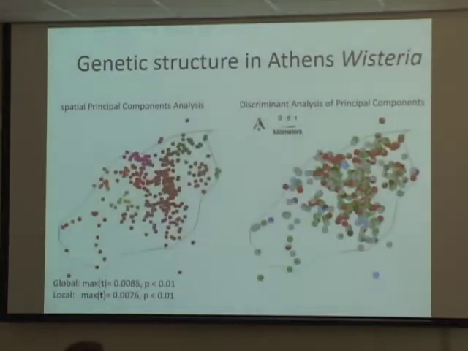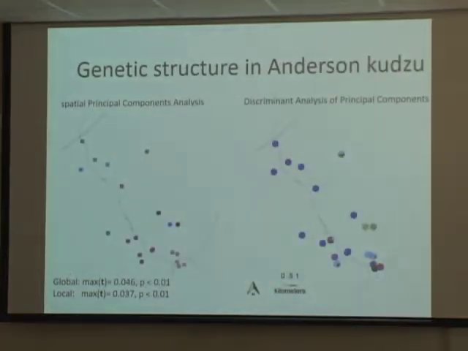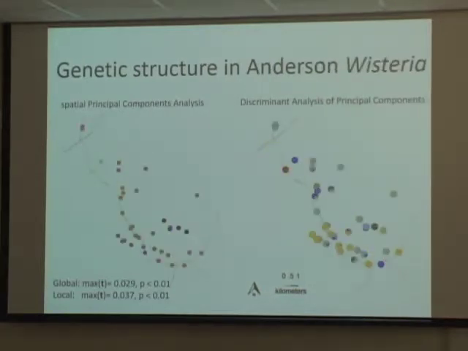Okay, so let's move on to Athens, Wisteria. In Athens, Wisteria, I'm finding the same thing. There's no spatial structure. Here, all of the colors are all mixed up, whereas here there is spatial structure. Similarly, in Anderson kudzu, there's no structure here, and there is here. And in Anderson Wisteria, there's no structure here, and there is structure here. And so why am I finding this difference?